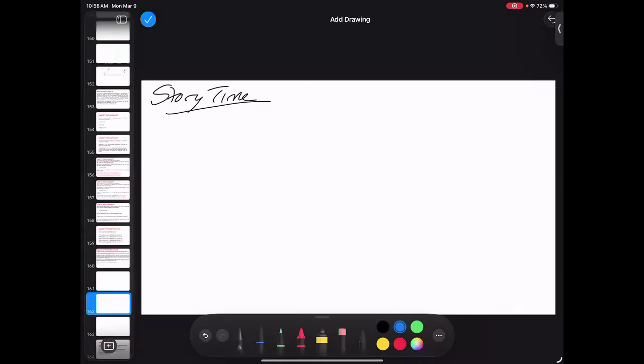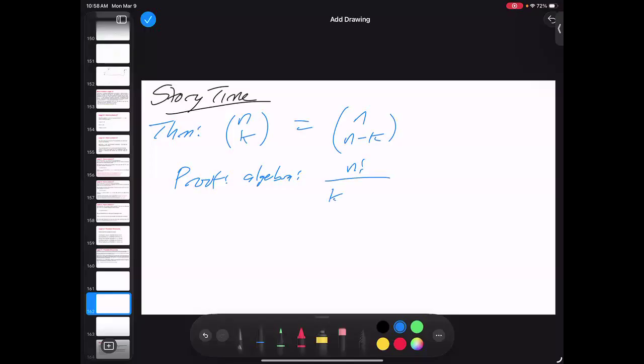So here's the first theorem. N choose k equals n choose n minus k. And the proof is algebra. You look at n factorial over k factorial n minus k factorial versus n factorial over n minus k factorial, n minus (n minus k) factorial. But what's n minus (n minus k)? I take n and I subtract n minus k. It's just k. So this is equal to n factorial over n minus k factorial k factorial.